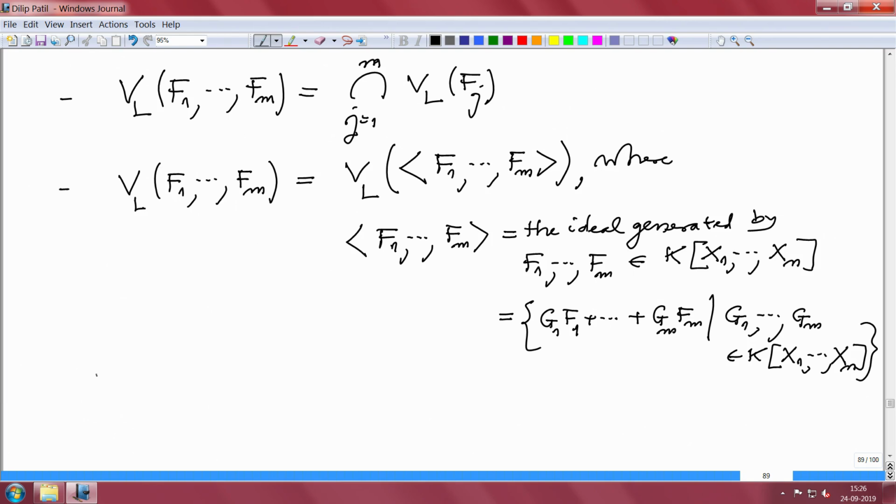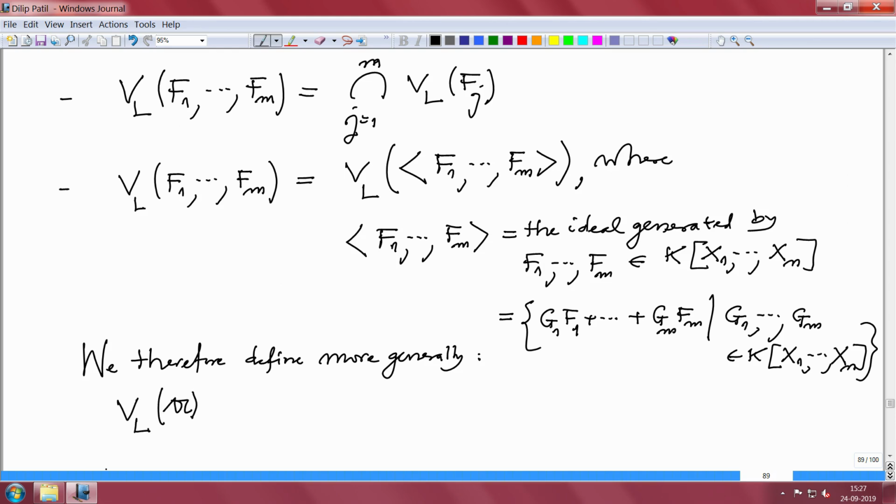So, we therefore define, more generally, VL of any ideal A, where A is an ideal in the polynomial ring over K.